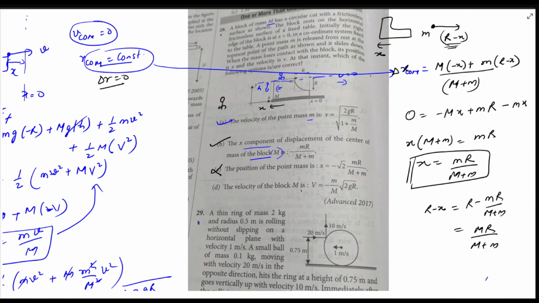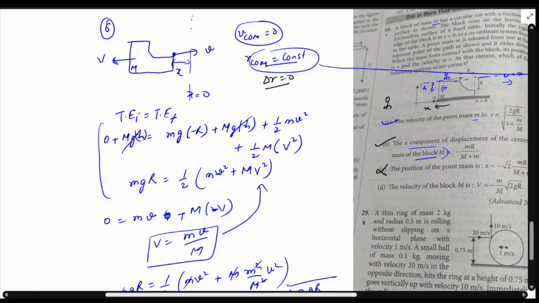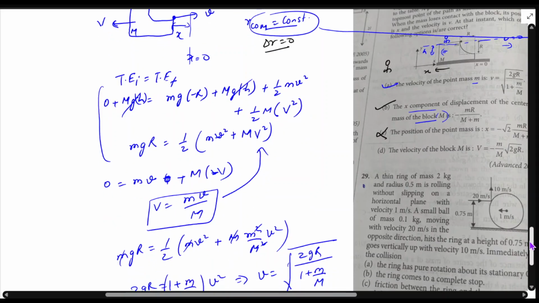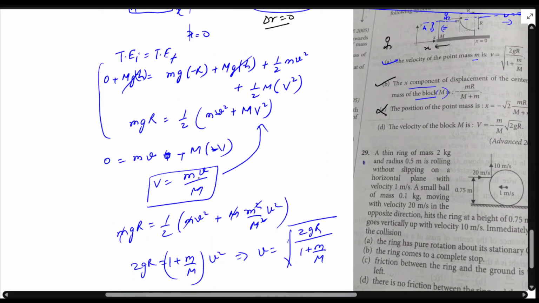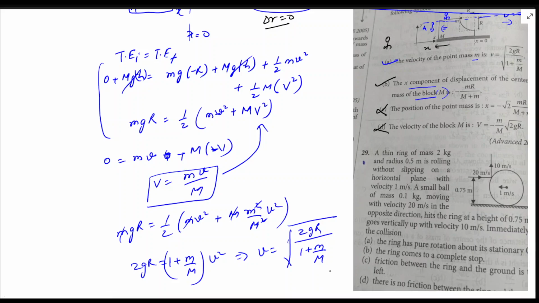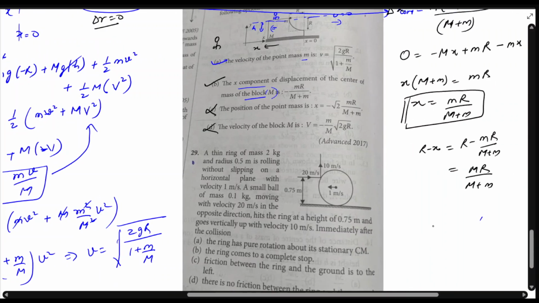The velocity of block capital M. So that is simple, right? If you put small v here, you will get the answer, but it is not the same. So this is again wrong. Okay. So this question is quite simple again.